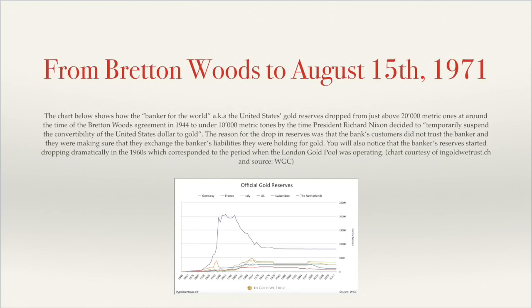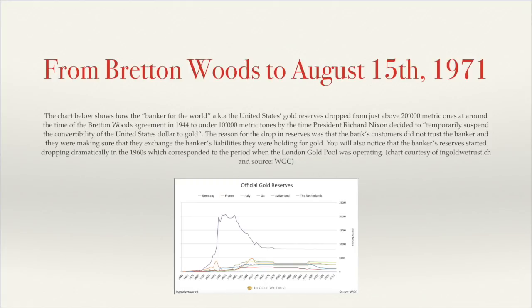This next chart below shows how the banker for the world, aka the United States, gold reserves dropped from just above 20,000 metric tons at around the time of the Bretton Woods Agreement in 1944 to under 10,000 metric tons by the time President Richard Nixon decided to temporarily suspend the convertibility of the United States dollar to gold.